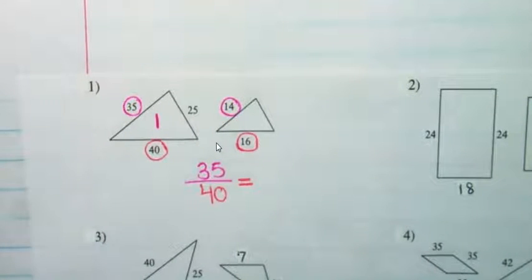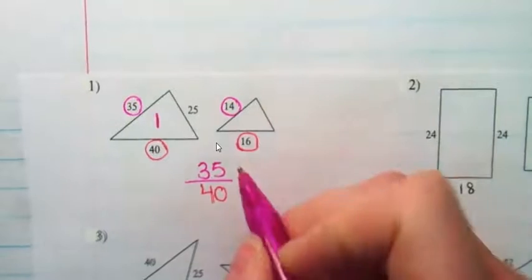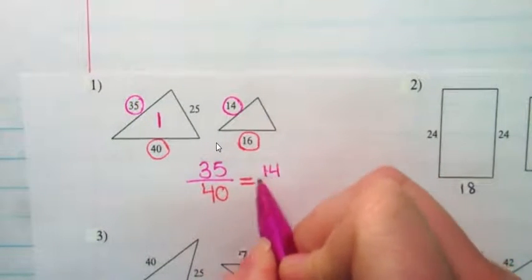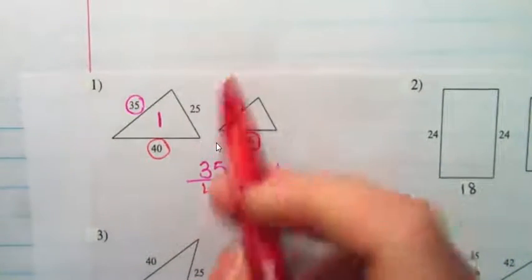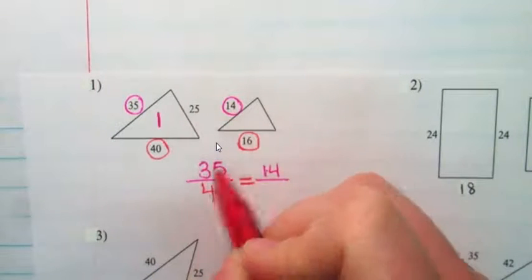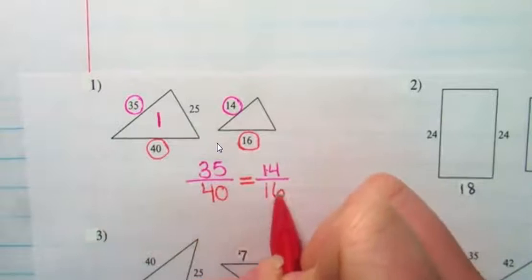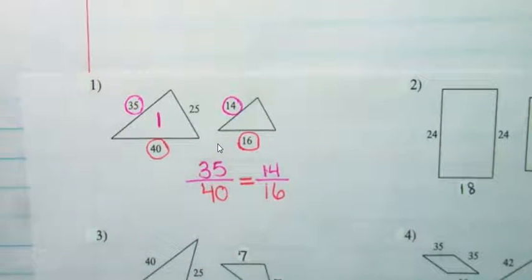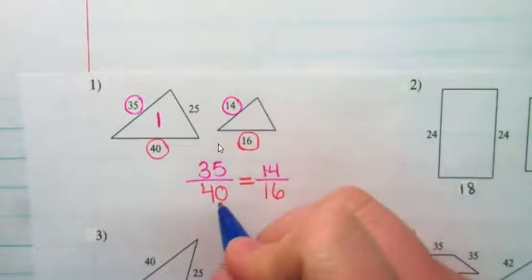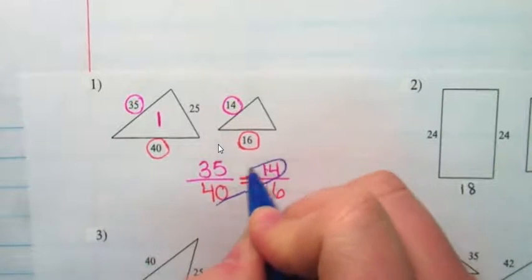I'm going to put equals. Instead of having an unknown, though, I'm going to have 2 complete fractions. So I put my 2 of the same colors, the ones that correspond, next to each other, and then my 40 and my 16 next to one another. And now I'm going to use cross multiplication.